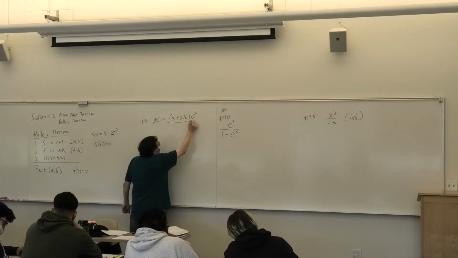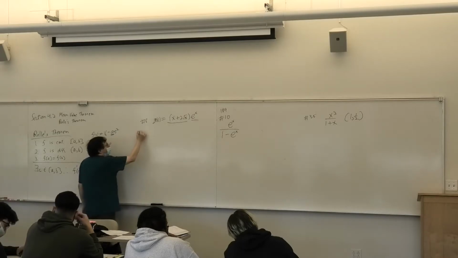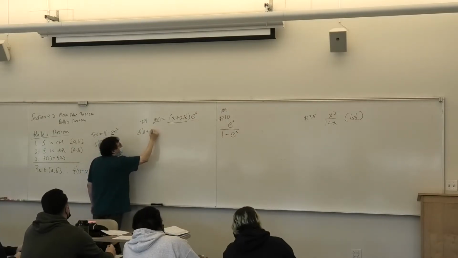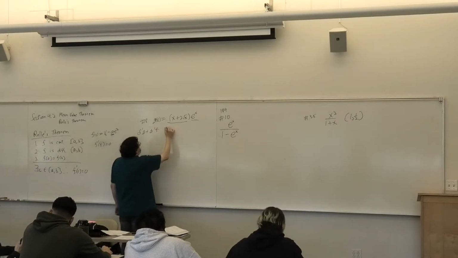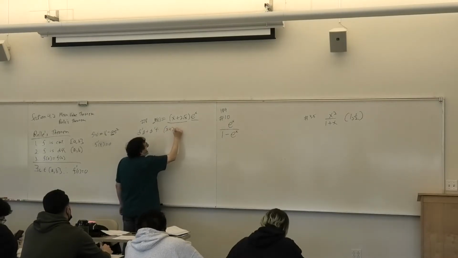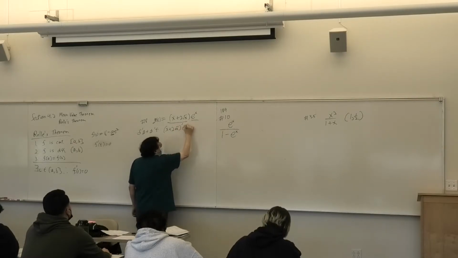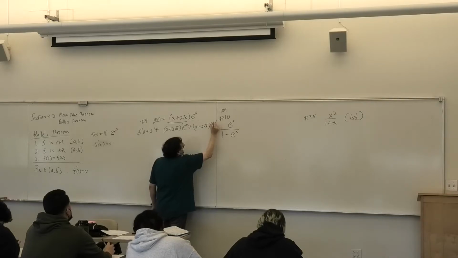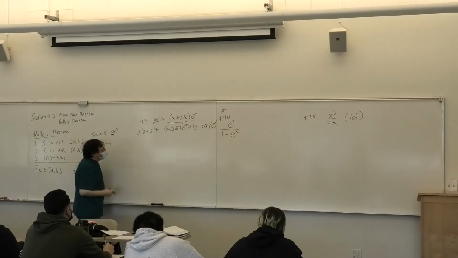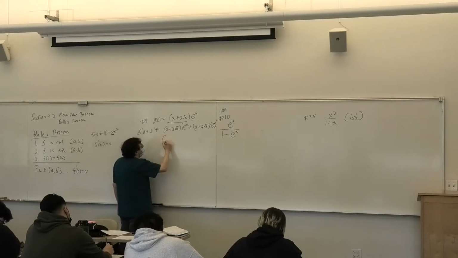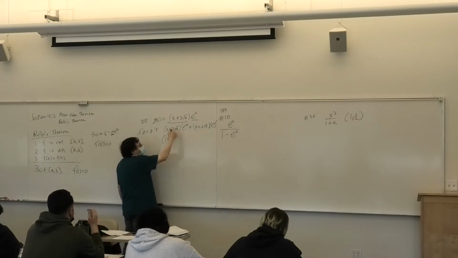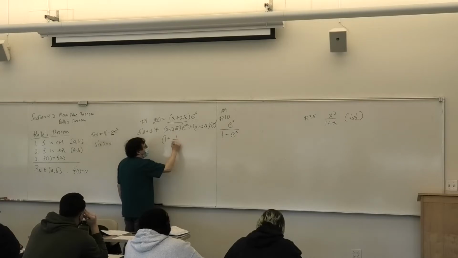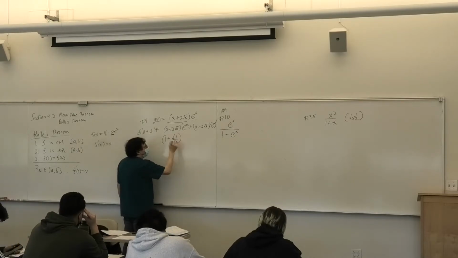This is a product, so we use the product rule, f prime g plus g prime f. So it's x plus 2 square root of x, prime, e to the x, plus x plus 2 square root of x times the derivative of e to the x. Well, the derivative of x is 1. The derivative of the square root of x is 1 over 2 square root of x, but we've got a 2, so that cancels.